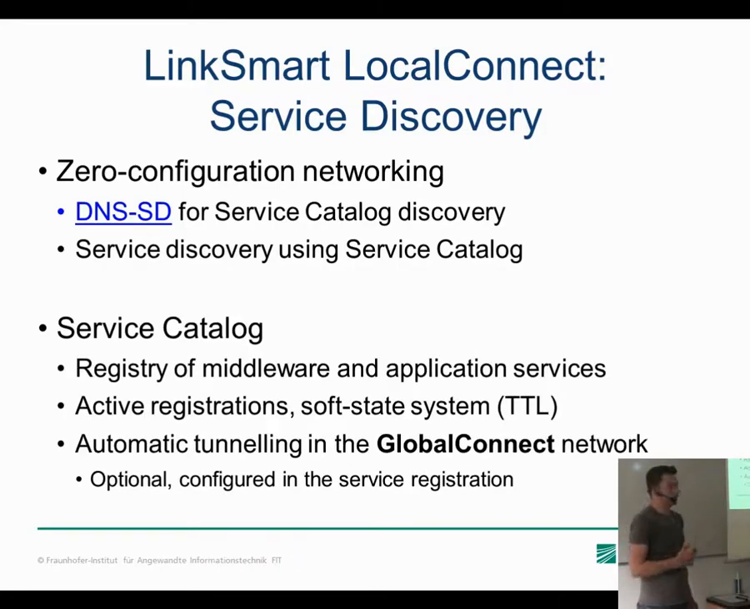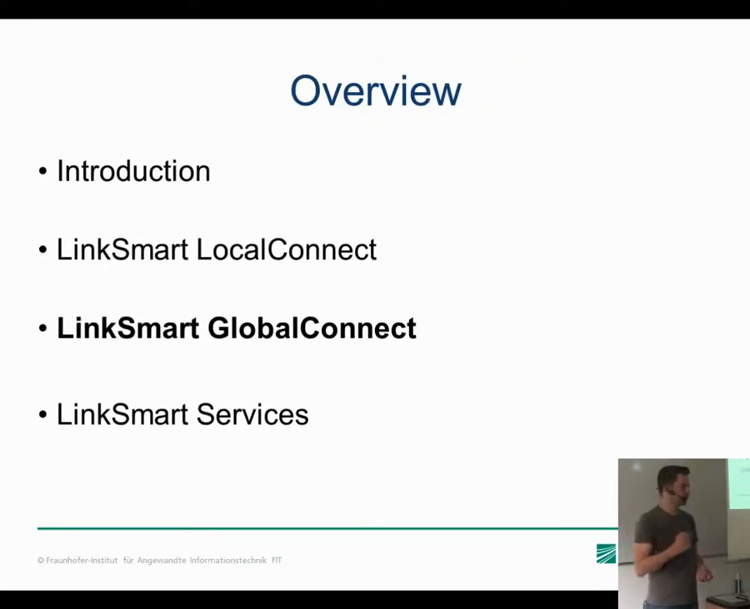So the service catalog, as I mentioned, is a registry. It uses active registrations, which means that it's a soft state system where services are assigned a TTL value, and if the registrations are not updated within a specific amount of time, those registrations expire. So if the service goes down, then it disappears from the catalog, obviously. The service catalog also provides automatic tunneling of individual services in the GlobalConnect network, which is optional and configured in the service registration information. And this is basically where I'm going on the next slide.